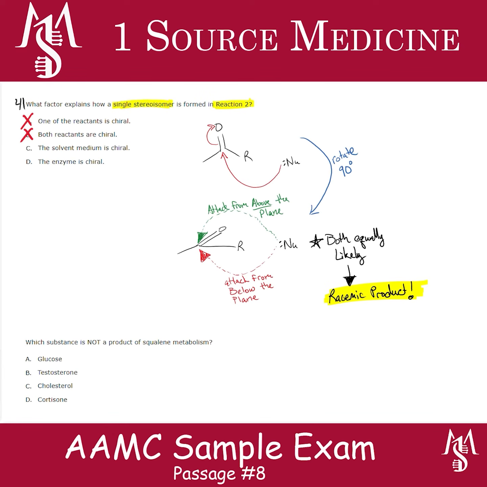Answer choice C suggests that we could end up with a singular stereoisomer if our solvent medium was chiral. First of all, this just isn't a thing. We don't really ever see the chirality of a solvent medium determining the stereospecificity of a product. Secondly, because this is a biochemical mechanism, our solvent is likely to be water, which we all know is not a chiral solvent. So this answer choice is neither clever nor correct, and I feel dumber having addressed it.